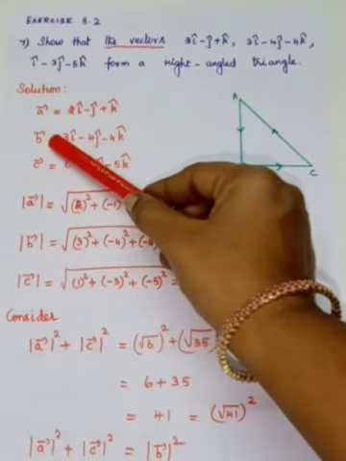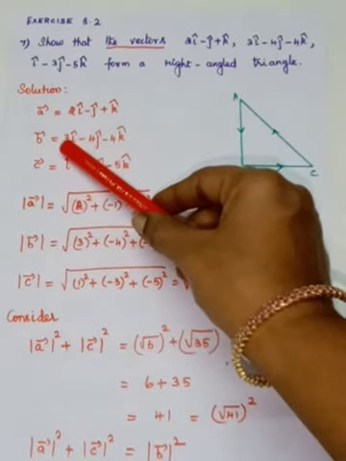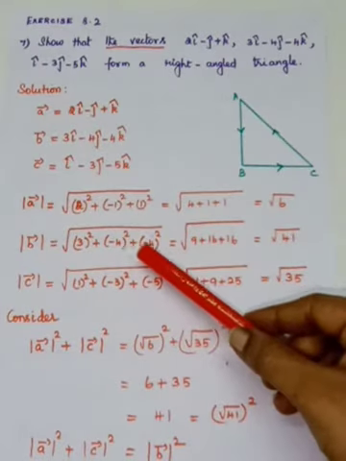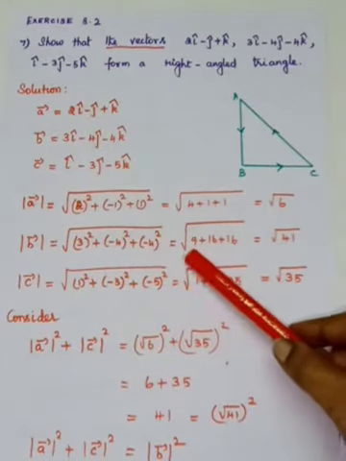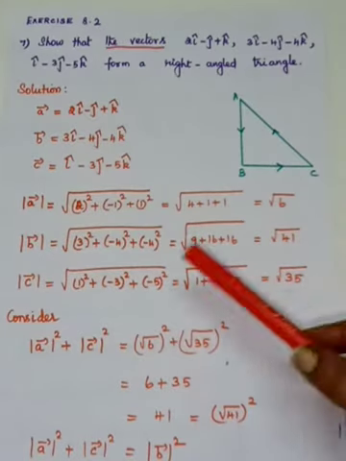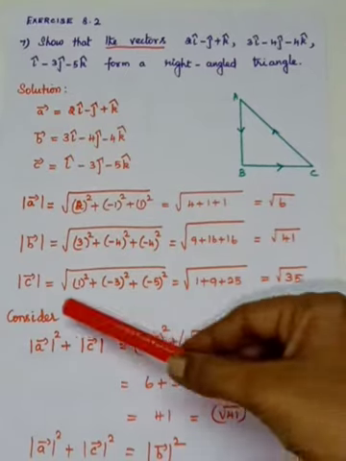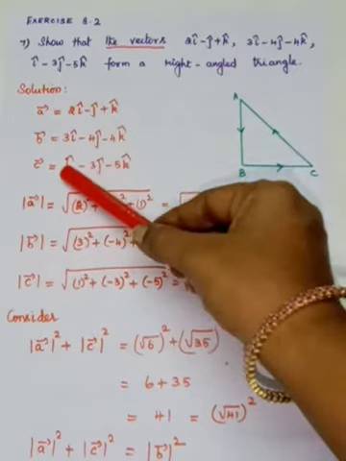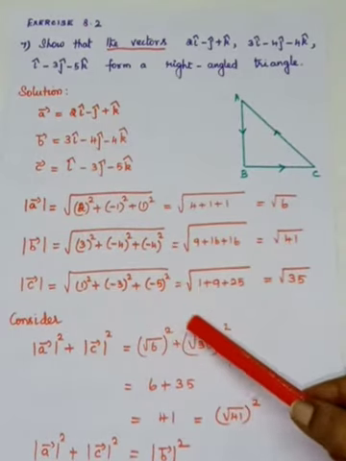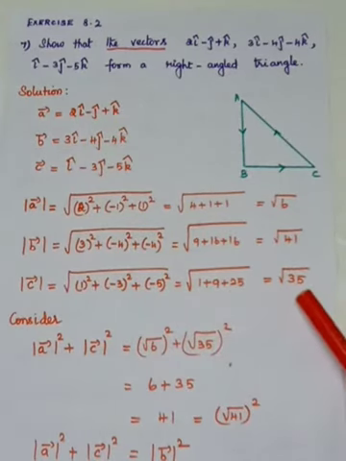In the same way, take the second vector and find the magnitude. It is square root of the coefficients. What is the coefficient? 3. So 3 the whole squared plus minus 4 the whole squared plus minus 4 the whole squared. That is equal to square root of 9 plus 16 plus 16, that is square root of 41. And you have to go for modulus of C vector. Modulus of C vector is square root of 1 the whole squared plus minus 3 the whole squared plus minus 5 the whole squared. That is equal to square root of 1 plus 9 plus 25. So the answer is square root of 35.